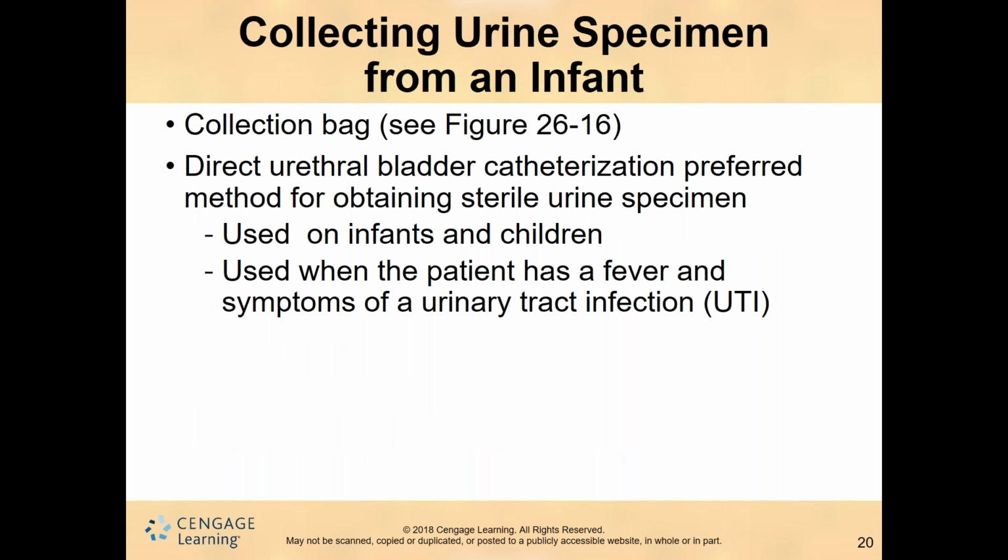Collecting urine from an infant, you need those sticky collection bags that you can put on them to catch urine. Or you might need to do direct urethral bladder catheterization if you need a sterile specimen.